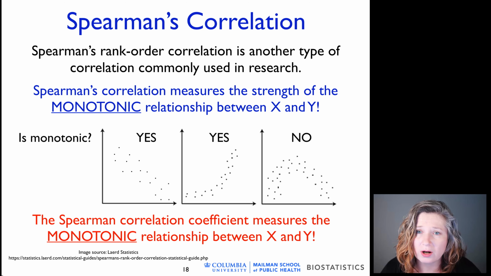So the Spearman correlation coefficient is different than the Pearson correlation coefficient. Often we say that Spearman correlation coefficient is non-parametric because the same assumptions don't need to be satisfied as for Pearson correlation coefficient, and it measures the monotonic relationship between X and Y.